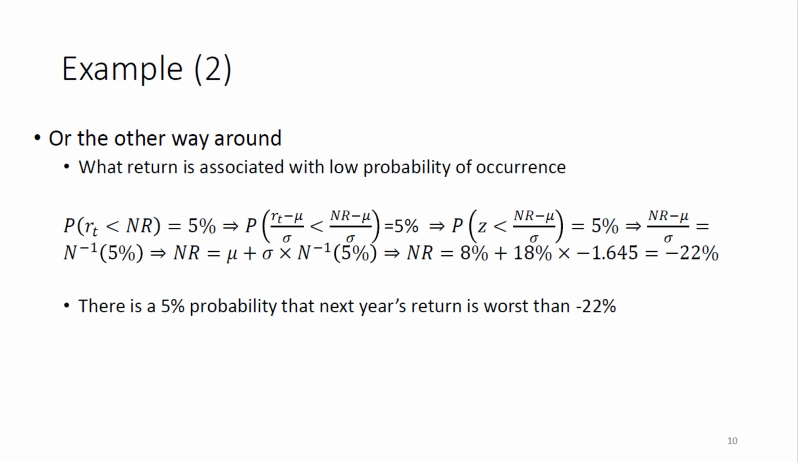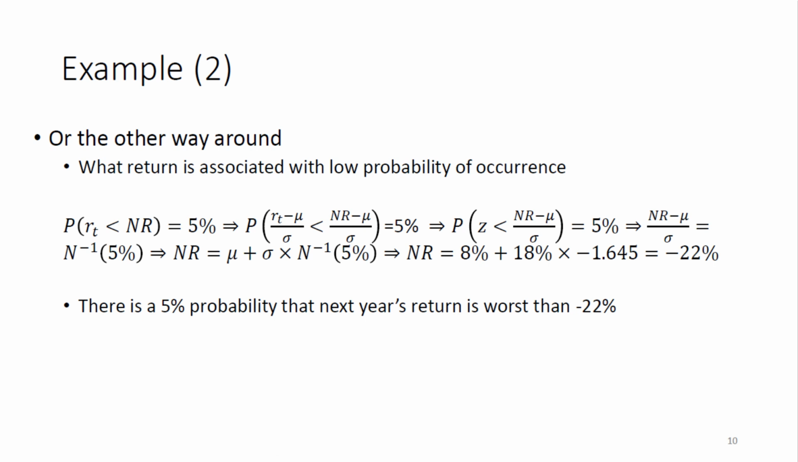The second way to work with these data is the other way around. You could say, I want to look at extreme events, and I define an extreme event as an event where there's only a very small probability that there will be events worse than this extreme event. Let's say for this example, an extreme event is an event where there's only a probability of 5% that the event will be even worse. So I'm going to calculate the negative return, which I denote with NR in the formula, that goes with such a low probability of occurrence. So the probability that the return, which is the random variable, is smaller than this negative return should be 5%.